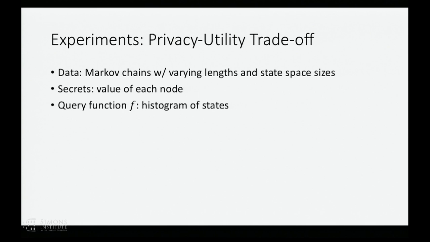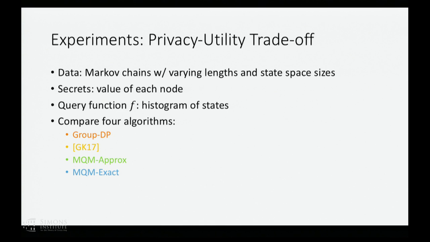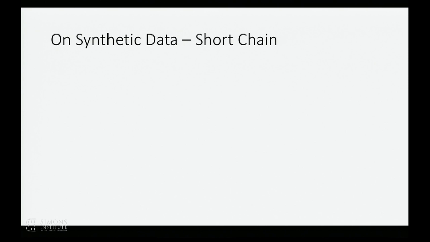So there are four algorithms we are going to compare. The first is group differential privacy as a baseline, and the second is the concurrent work we just mentioned. And we have two versions of MQM, MQM approach and MQM exact. In MQM approach, we did some approximation for the max influence computation in order to make the algorithm more efficient. And MQM exact computes the exact max influence and usually has higher utility at the cost of longer running time.